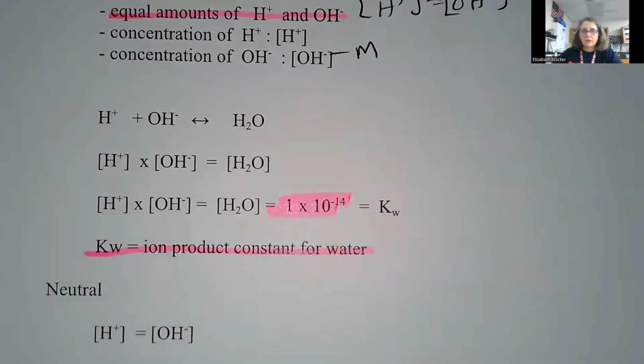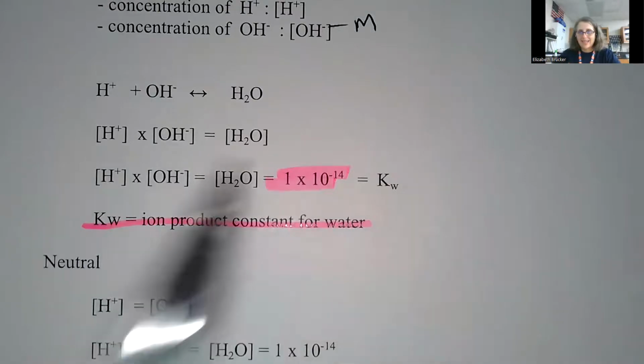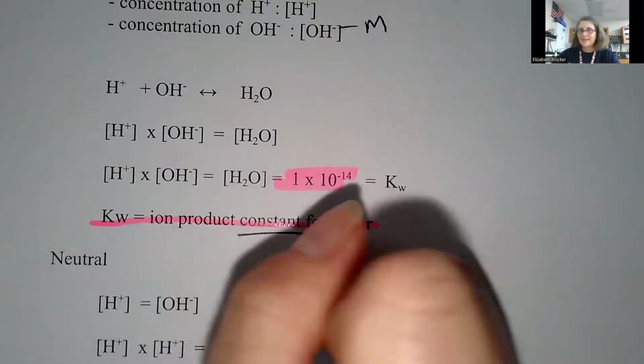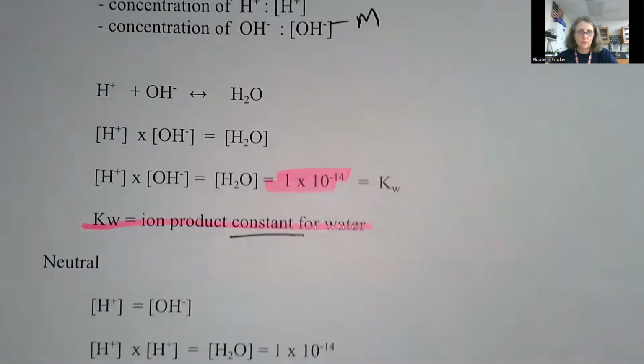10 to the negative 14th is going to be a number we're going to use in a series of different calculations. So when the concentrations of the hydrogen and the hydroxide ions are multiplied, you always get the same number, 1 times 10 to the negative 14th. So it is a constant. Please understand, constants mean they don't change. So this will not change unless you change temperature, which we're not even going to talk about.